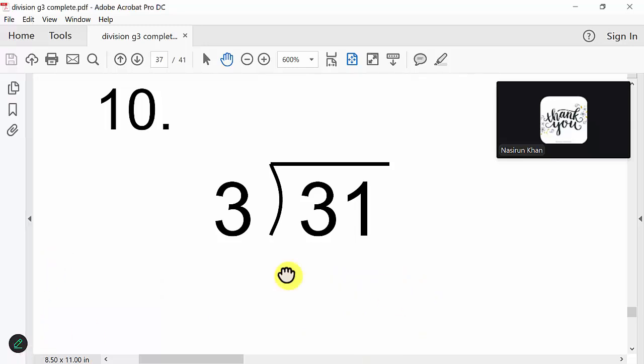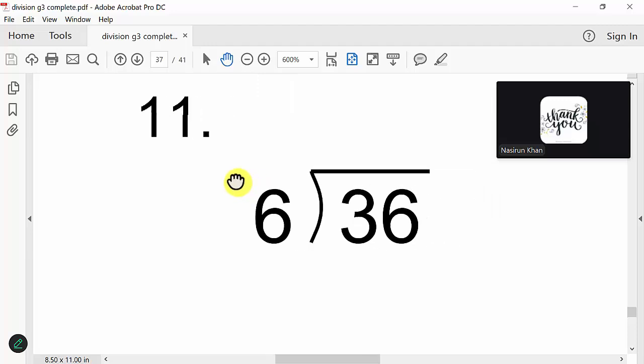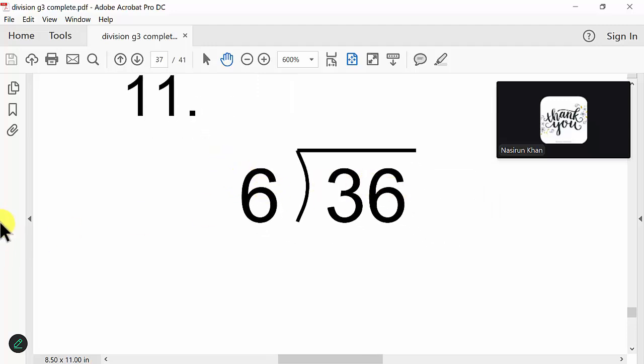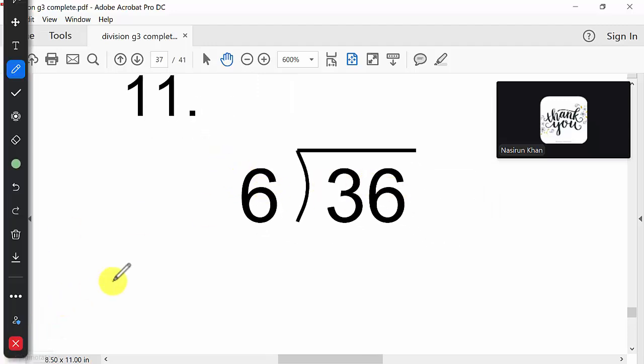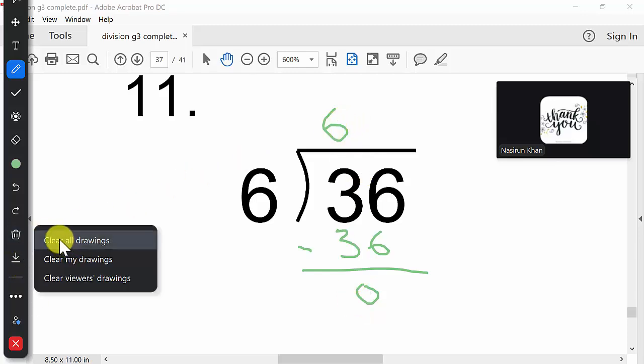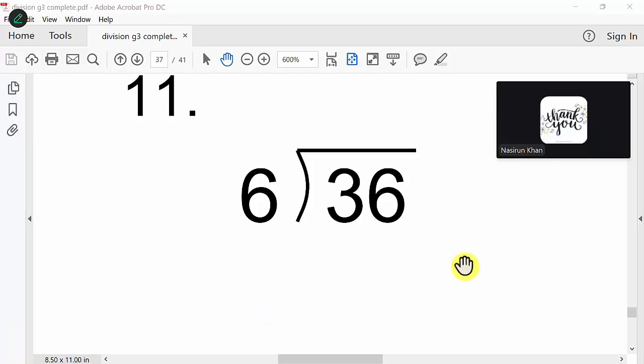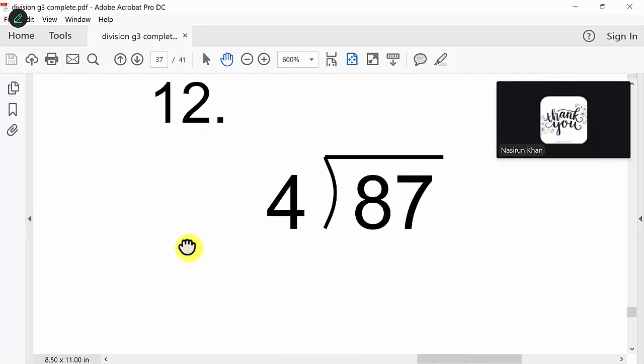Number 11. Okay, now number 11, 36 divided by 6. We know the answer. 6 times 6 is 36. Yeah, because 3 divided by 6 cannot, so we use both numbers. 6 times 6 is 36, so the answer is 6. 6 times 6 is 36. Then we minus this one, remainder 0 or no remainder. So the answer is 6. Let's do another number.